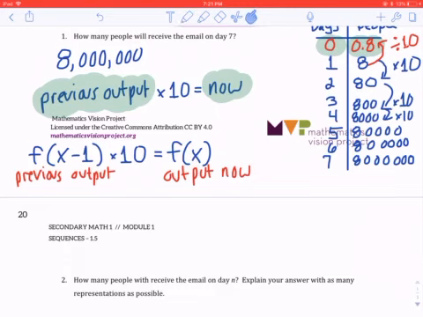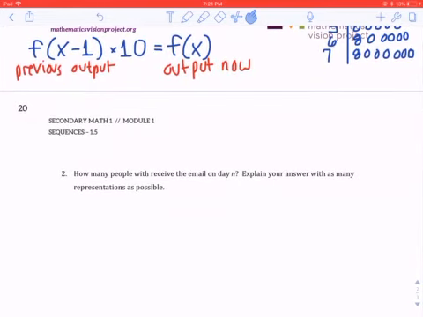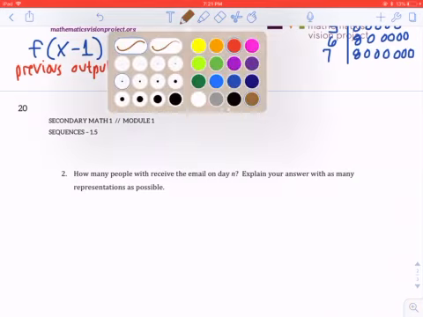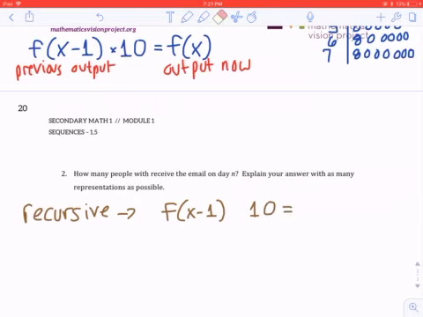All right, so I'm going to scroll down here now. They're asking me how many people will receive the email on day N. Explain your answer with as many representations as possible. Well, I just wrote a nice recursive formula here, so I'm going to write recursive. And I'm just going to transfer that over. f of x minus 1, which means my previous output, times 10 equals my output now. And I'm going to go with a dot instead of the extra multiplication.